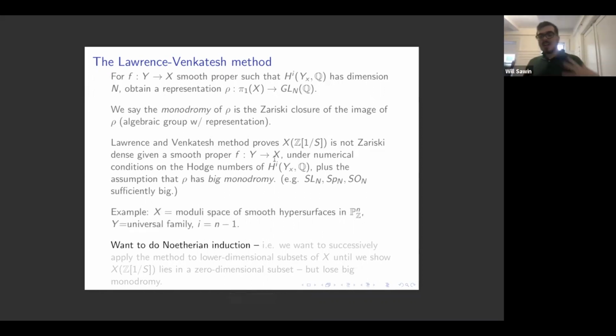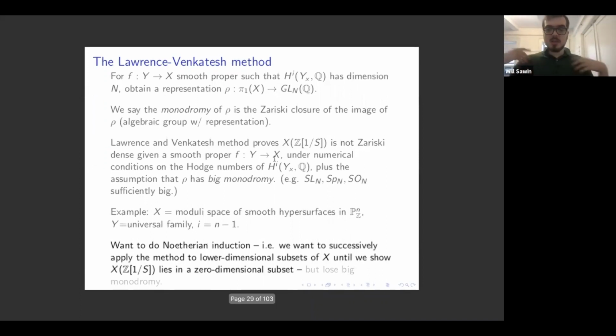So there's a very natural strategy given this non-density result to try to prove the full finiteness, which is some kind of Noetherian induction. So we show the integer points lie in some low dimensional subset of X. We would like to then apply the theorem again, replacing X with that low dimensional subset. And hopefully we can show they lie in an even lower dimensional subset. And if we can iterate this, maybe we can get the dimension all the way down to 0.